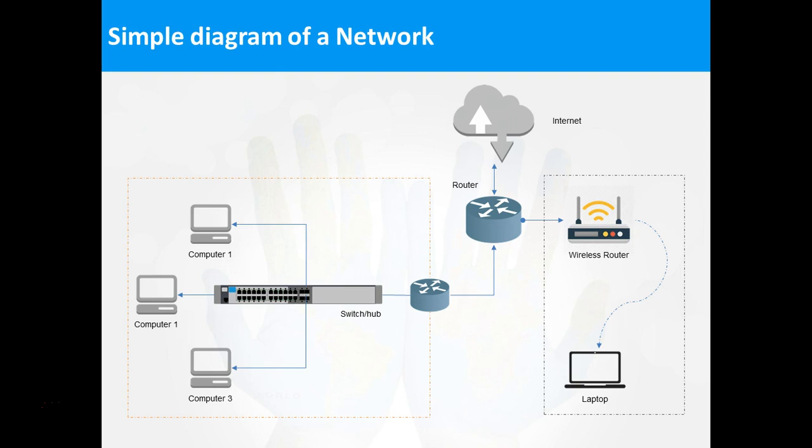You can see towards your right, a laptop and a wireless router form one network. Towards your left, the router, the switch and computers form another network. So these two networks communicate with each other with the help of another router.